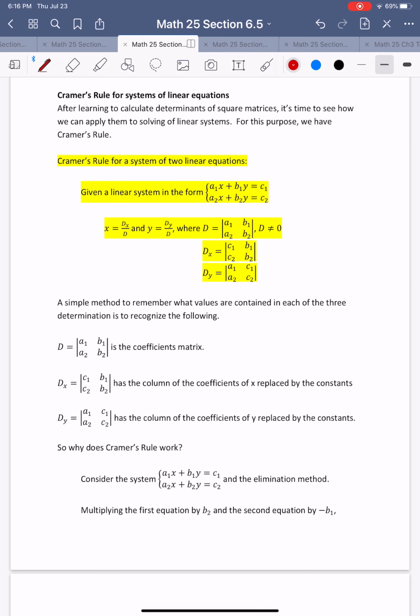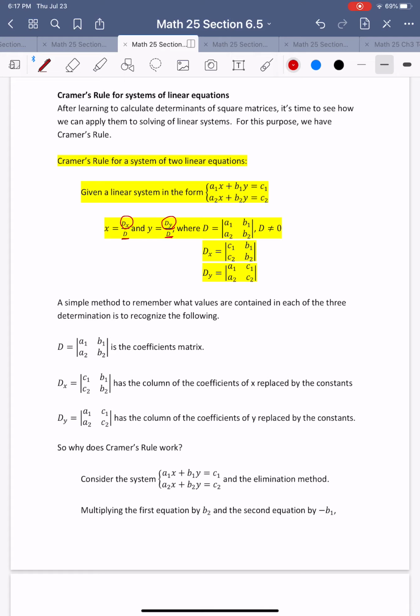Alright, so Cramer's rule for a system of linear equations. After learning to calculate the determinant of square matrices, it's time to see how we can apply them to solving a linear system. For this purpose, we have Cramer's rule. So for a system of two linear equations, we are using the determinant. Given the linear equations in this form, in order to solve it, we need to find the determinant for x, the determinant for y, and of course the determinant.